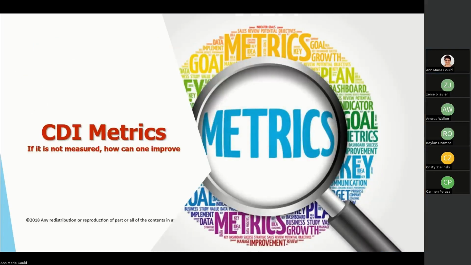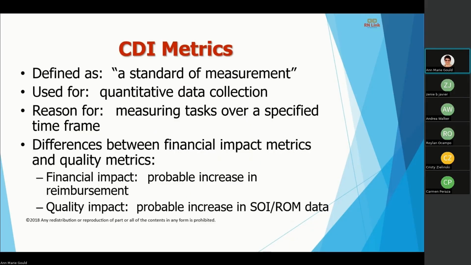Okay. All right. CDI metrics. If it is not measured, how can one improve, right? Well, that's what metrics are. You always want to improve. It's continuous quality improvement. I remember back in the day when I was in nursing and critical care back east, I was in charge of the continuous quality improvement program in ICU. It was fun. There's always quality improvement. Everybody can improve, no matter whether it's in your professional life or your personal life. We're always looking to improve.